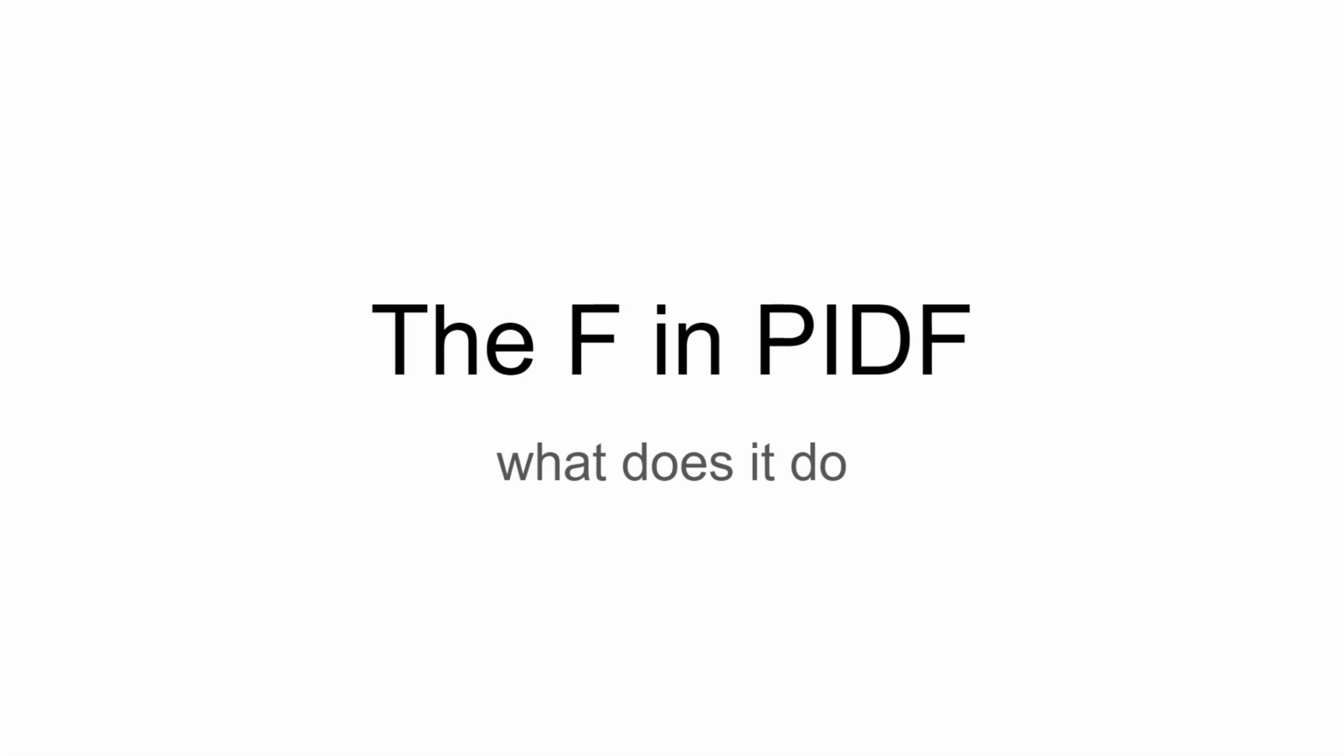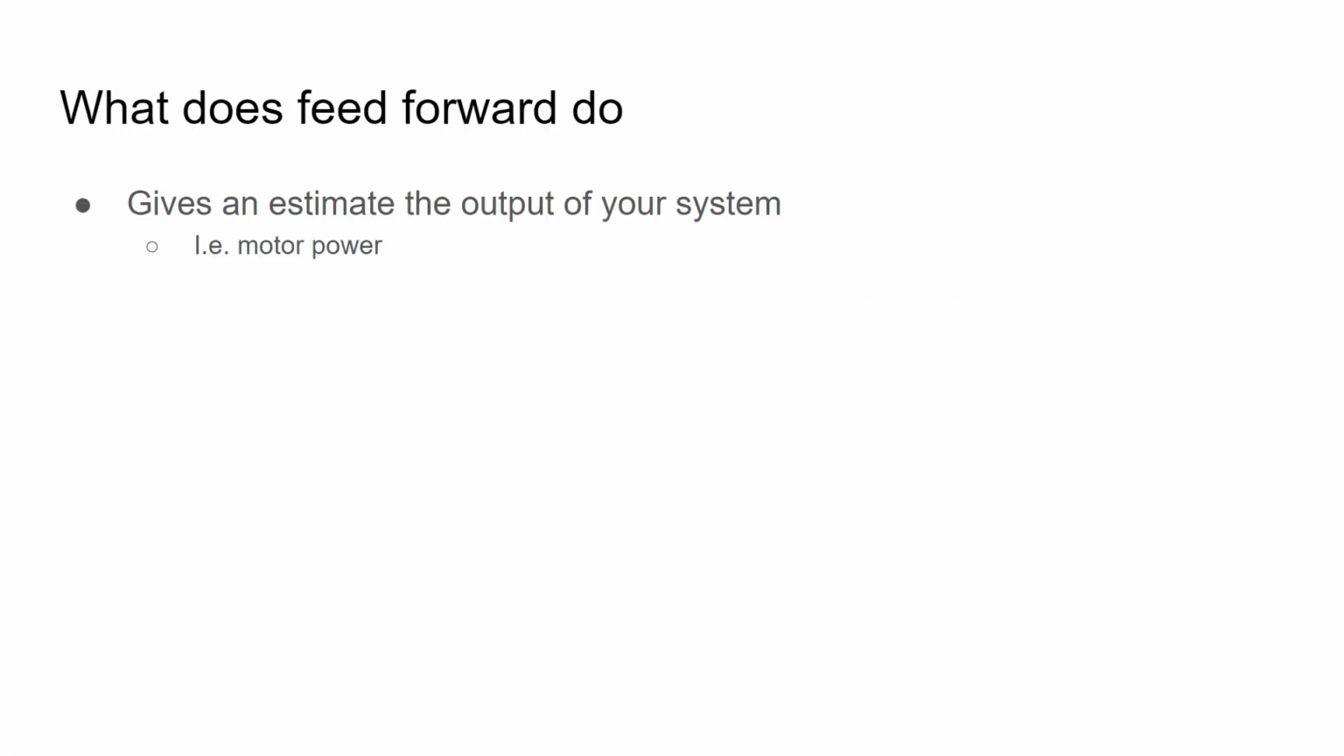Okay, so let's get started on the actual algorithm. What does the F in PIDF actually do? Well, it gives an estimate of the output of your system. For all of our examples from now on, the output of our system is going to be a motor power, a value from 0 to 1, which we supply to the set power or something function, which tells our motor how fast it needs to go.